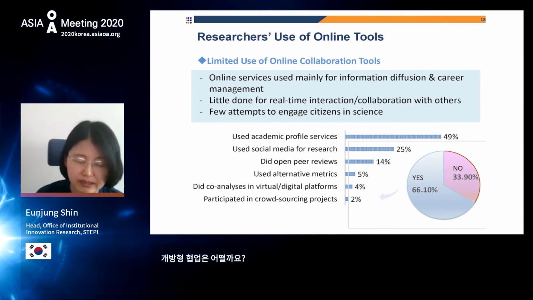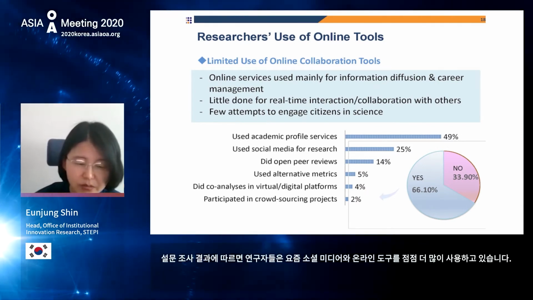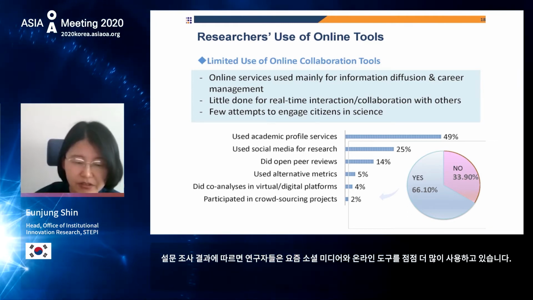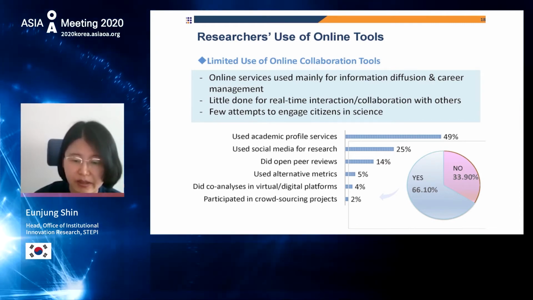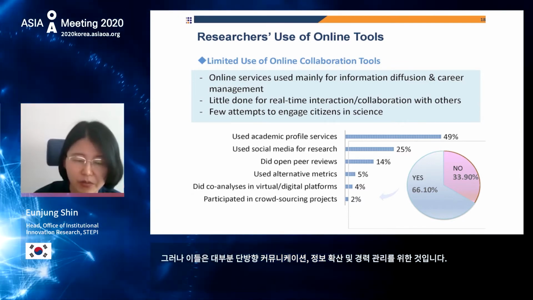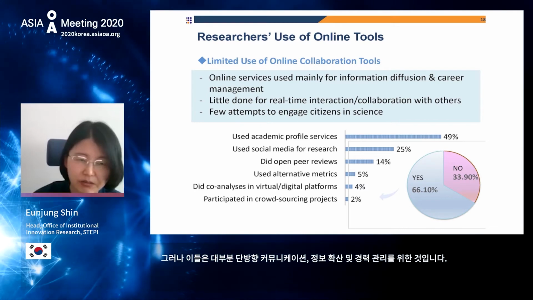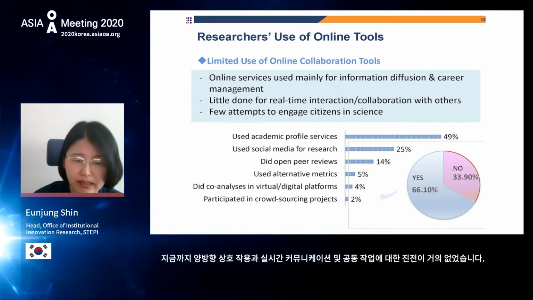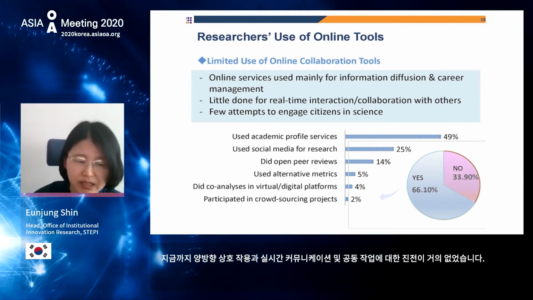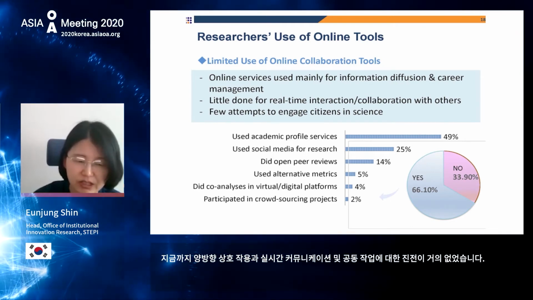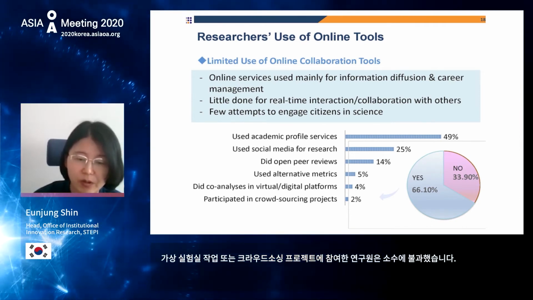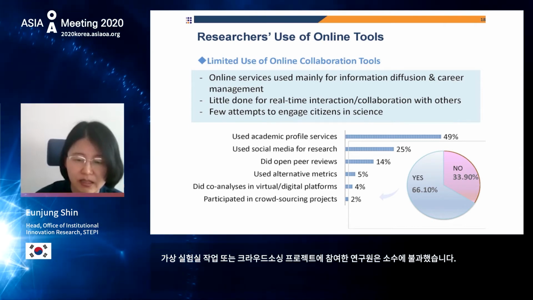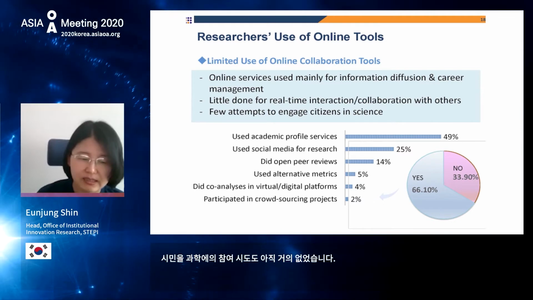What about open collaboration? Survey results also show that researchers have increasingly used social media and online tools for their research. Yet they are mostly for one-way communication and career management. Little progress has been made so far for two-way interaction and real-time dynamic communication and collaboration in research fields. Only a few researchers were found to participate in virtual lab work or crowdsourcing projects. Attempts to engage citizens in science were still few.